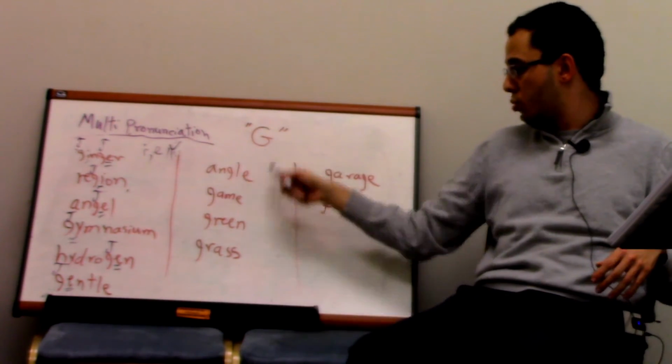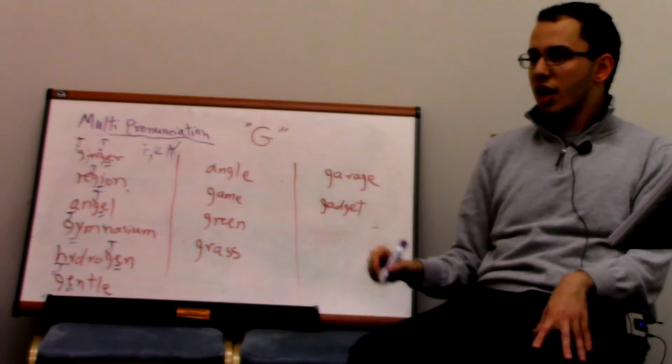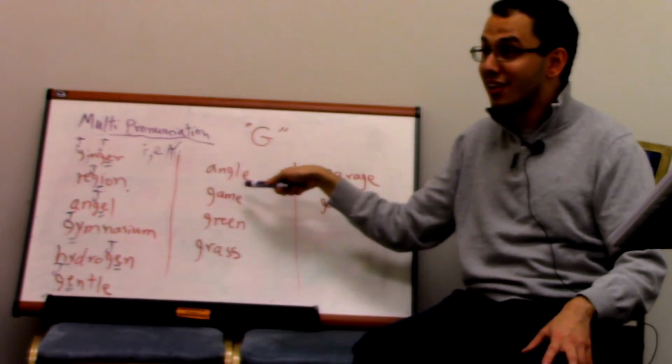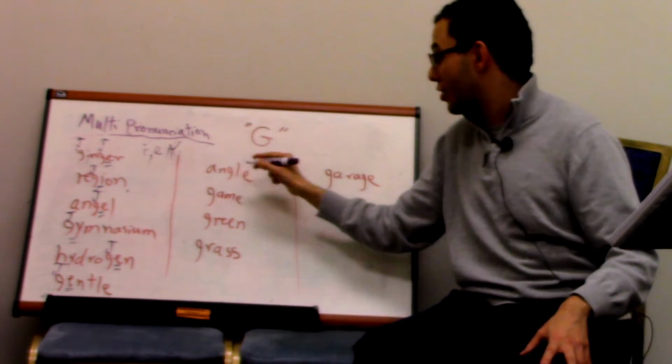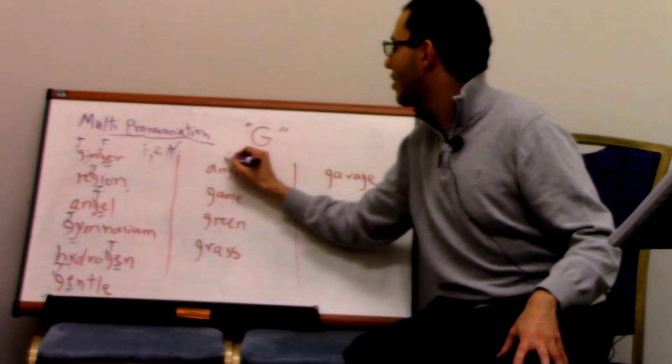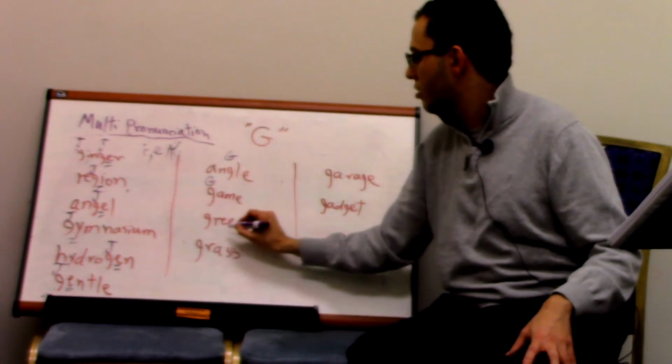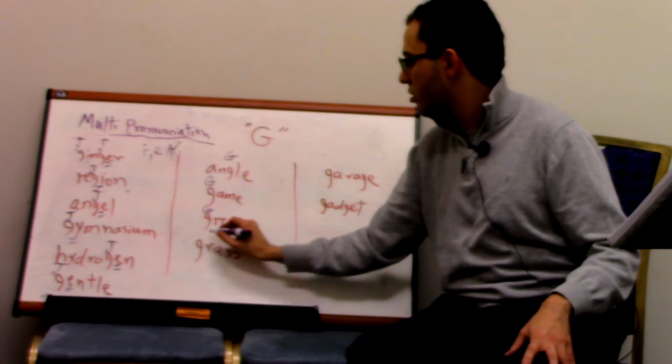So let's try this group here. How about this? Angle, right? This is angel, but see here, this is angle. Why? There is no E after it, so it made a G sound. How about this? Game, G. How about this? Green, G. How about this? Grass, another G.